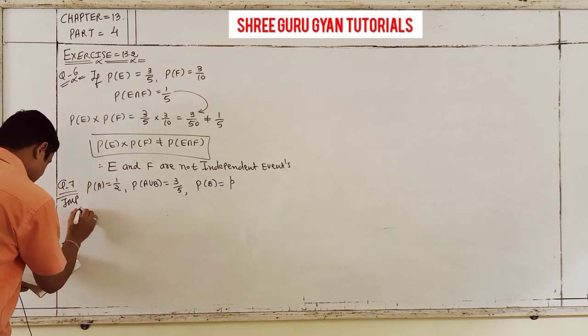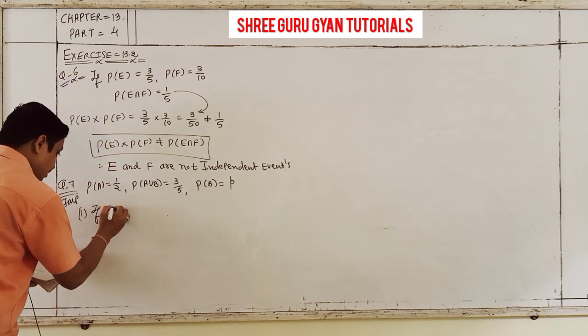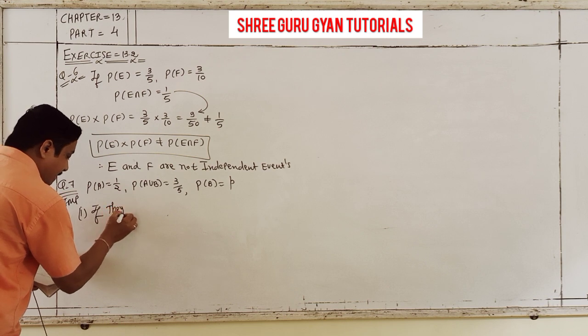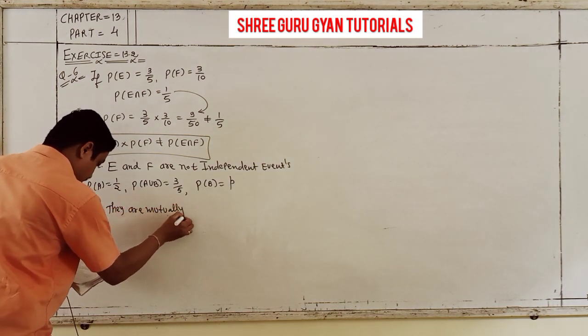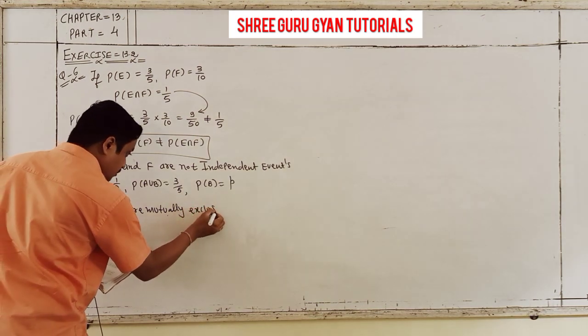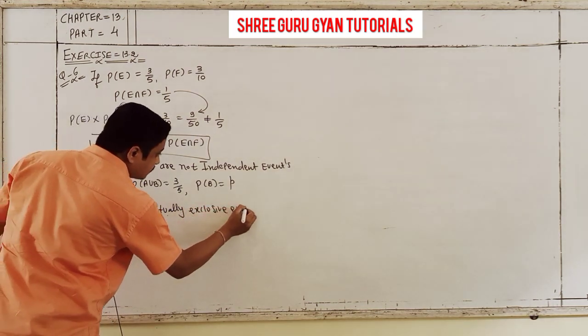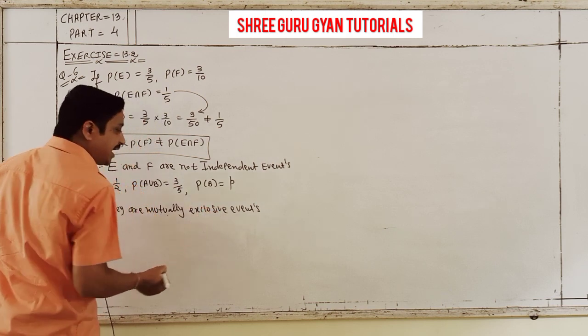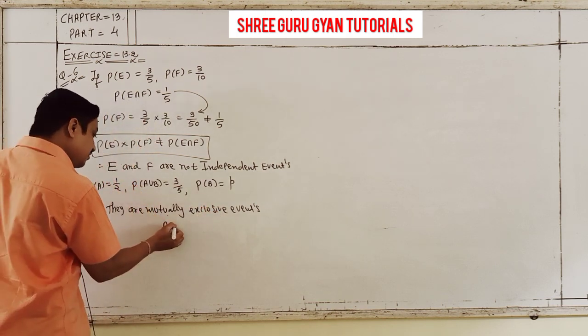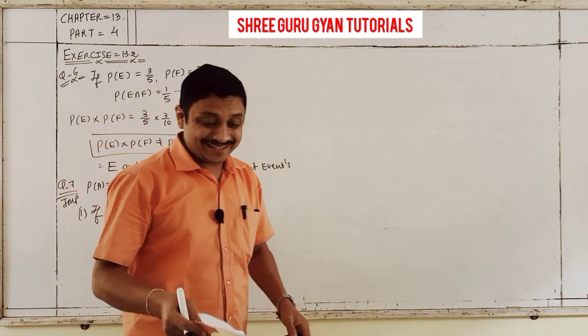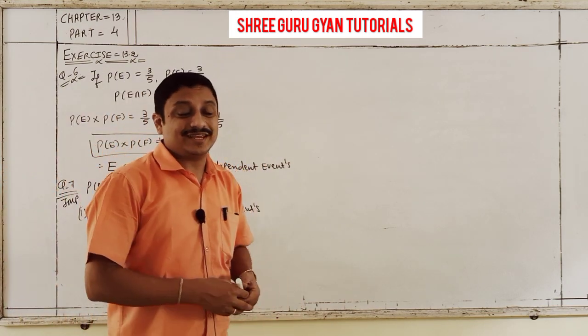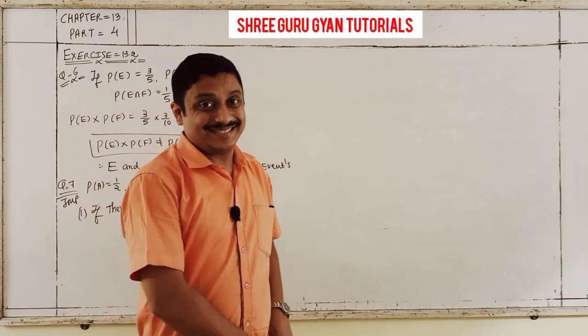My first case, if they are mutually exclusive events. So mutually exclusive events means A intersection B, definitely you will take as the null set, and the null set probability, you know, is 0.